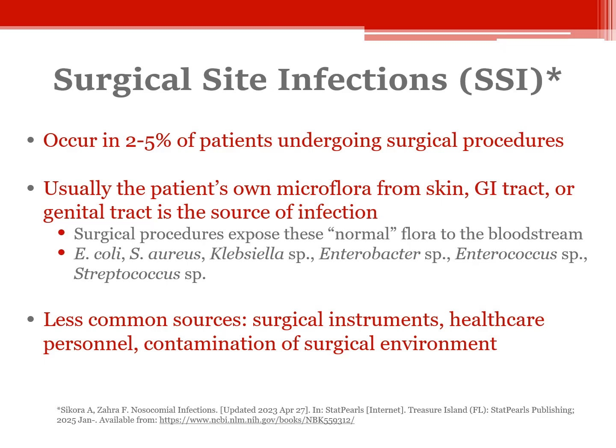The next category of healthcare-associated infection is surgical site infections. Current estimates in the United States are that surgical site infections occur in about 2 to 5% of all patients undergoing surgical procedures. Usually the source of a surgical site infection is the patient's own microflora, because again, during a surgical procedure, the microflora we have on our skin or in the lumens of our GI tract or genital tract can get into the bloodstream and wreak havoc. Again, because the surgical procedures expose these normal flora to the bloodstream.